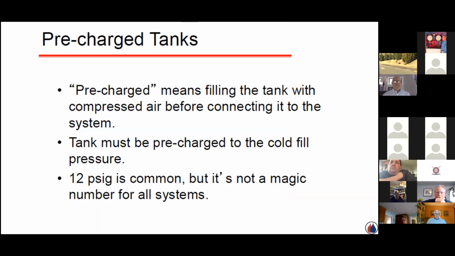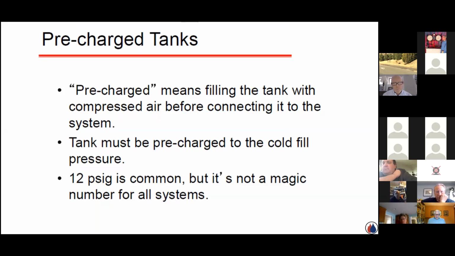Pre-charge means filling the tank with compressed air before connecting it to the system. The tank must be pre-charged. This is important. It's a simple little sentence, but it makes or breaks the success of that tank working properly. The tank must be pre-charged to the cold fill pressure. Whatever that fill pressure is, that's what the pre-charge is.